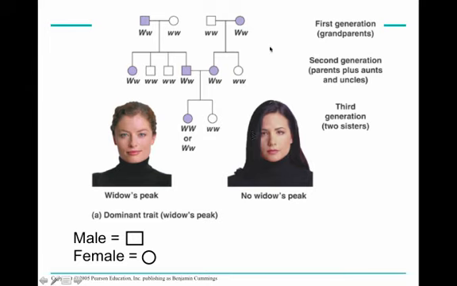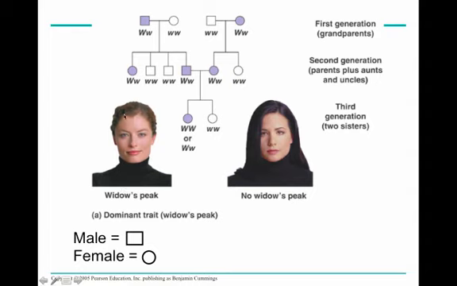widow's peak. Whatever trait we're looking at is going to be filled in. So if the individual has the trait, it'll be a filled in circle or square. So just looking at this inheritance pattern, this is a dominant inheritance pattern, meaning that you have to have at least one dominant allele in order to have the trait. So you have to have at least one dominant allele to have a widow's peak.